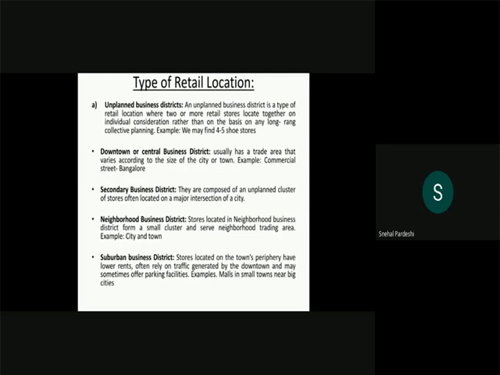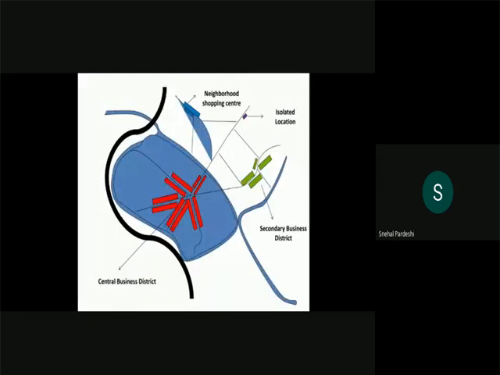Then we have the secondary business district, which is composed of an unplanned cluster of stores, often located at a major intersection of the city. We have an example here. For the central business district, at the bottom left, in between the red lines you can see the area where almost all types of retail shops are available on different lines or streets.